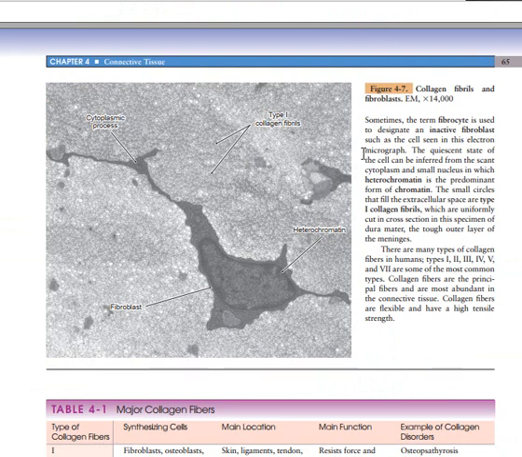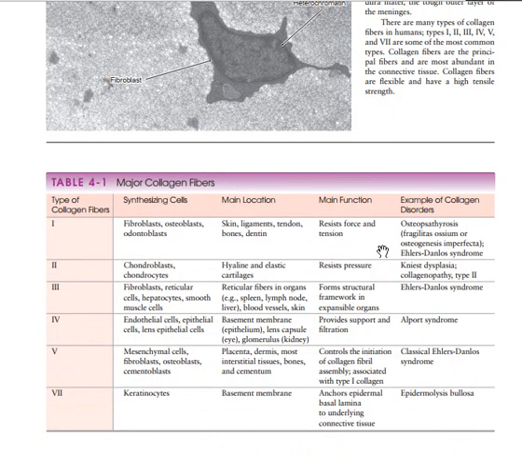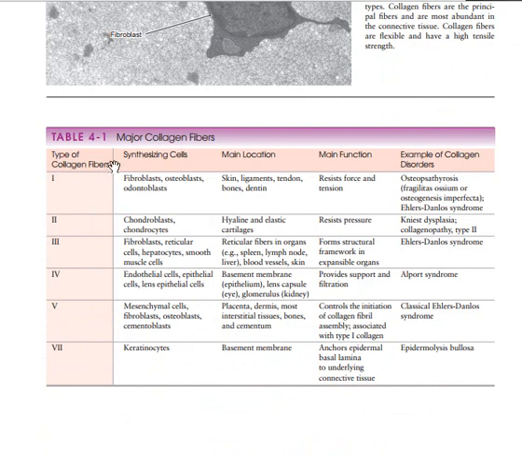Now this is the electron microscopic view of collagen fiber, of the collagen fibrils. You need to know that in collagen fiber, you have different types of collagen. You have type 1 collagen, type 2, type 3, type 4, type 5 and type 6 collagen that can be seen. Is it clear? Based on these different types of collagen, you have their different locations, as you can see here. So the types of collagen, the synthesizing cell, the main location, the main function, and examples of collagen disorders.